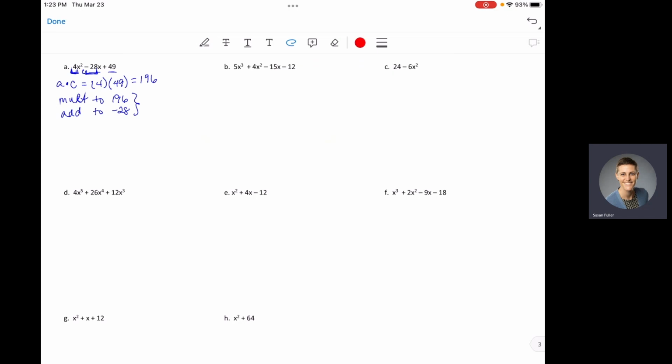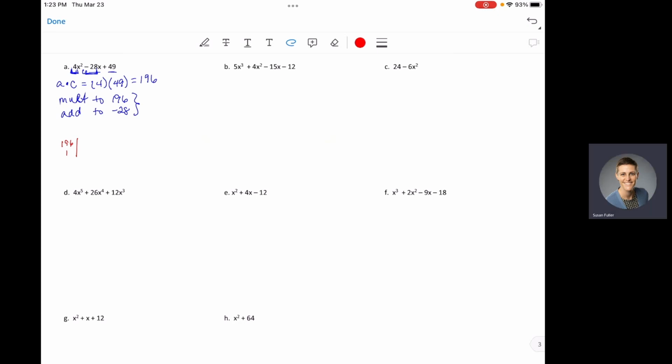Sometimes these can be hard to find, so we're going to start listing out things that multiply to 196. You can use your calculator to do this. So I know that 196 times 1 is going to give me 196, but those aren't going to add to 28. So I'm going to go to my calculator. I'm going to divide by 2.